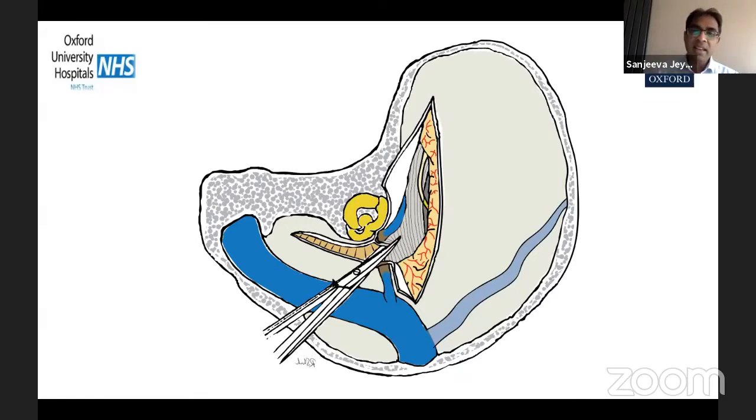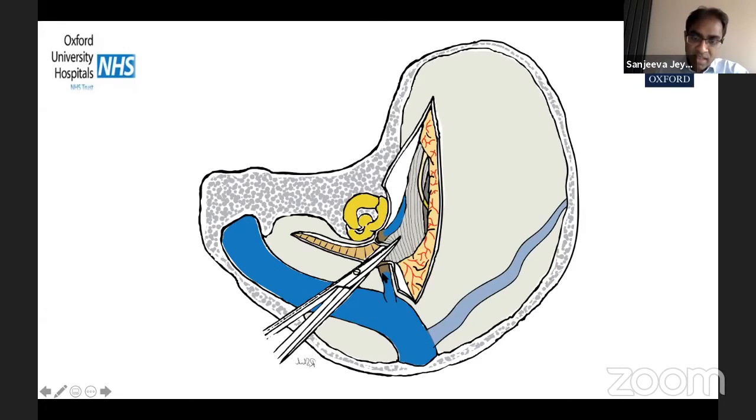So this is, again, left-hand side. This is posterior fossa dura. This is middle fossa dura. This is the sectioning of the tentorium. I like to use coagulation. I don't use clips or anything like that. This is the labyrinth, so we're showing a retrolabyrinthine approach.